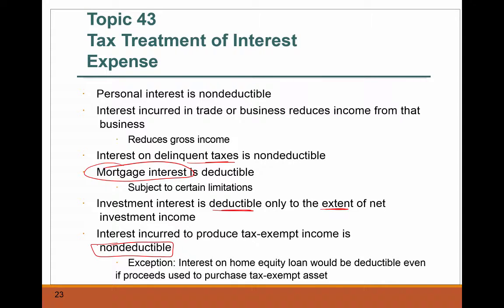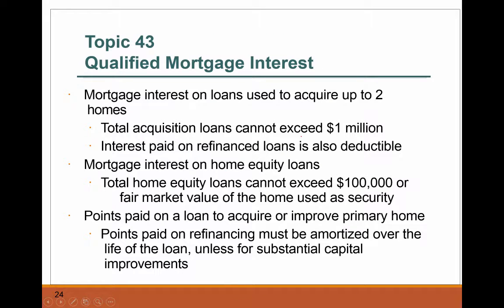So the key to interest is know which ones are deductible and which ones are not deductible. Because there are questions on your midterm with that and also on the CFP exam. So your qualified mortgage interest is on loans used to acquire, you can have up to 2 homes. So if you wanted that vacation home, you can deduct. But the total acquisition loans can't exceed $1 million, and interest paid on refinanced loans is also deductible.